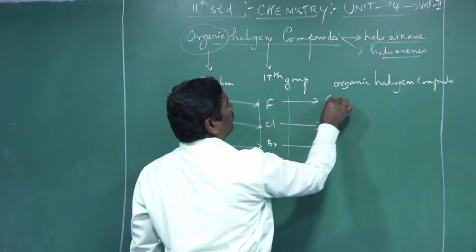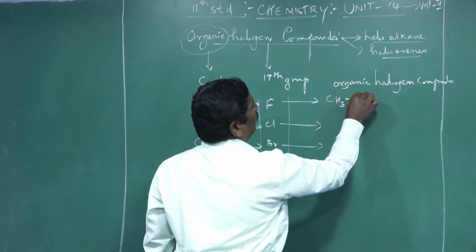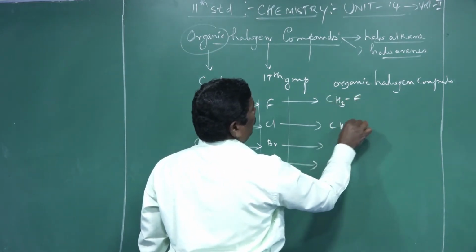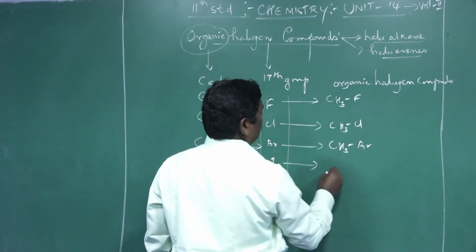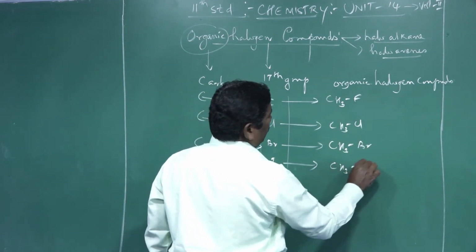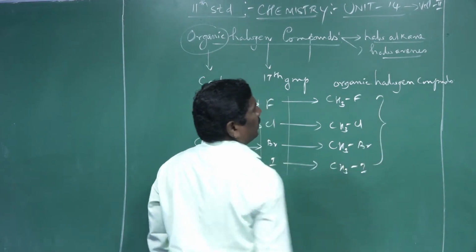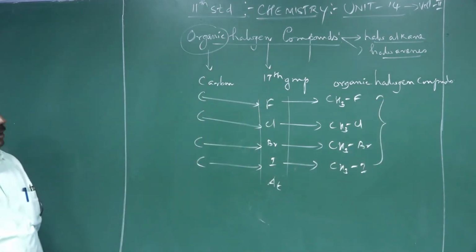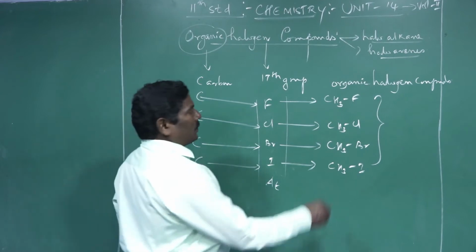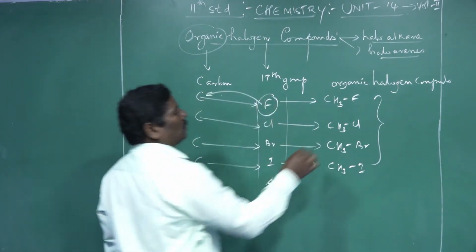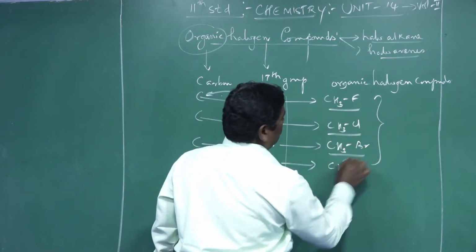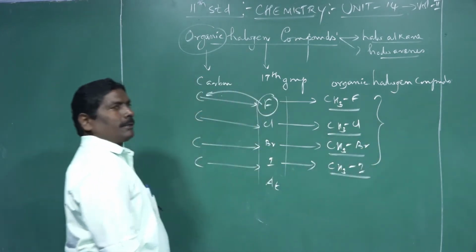Namely, we can write CH3F, CH3Cl, CH3Br, CH3I. These are all called organic halogen compounds. Here the halogen is directly attached to the carbon atom, and this compound form is called organic halogen compounds.